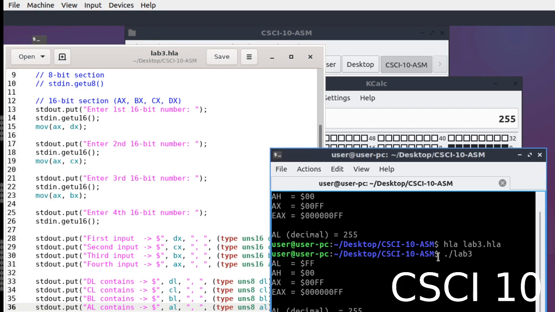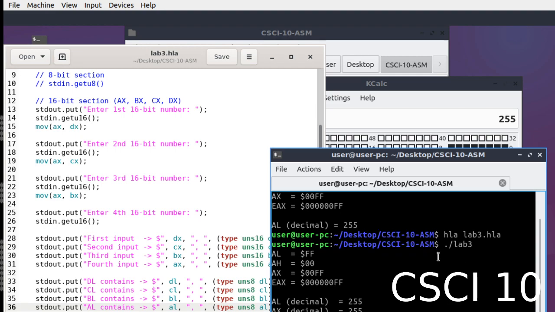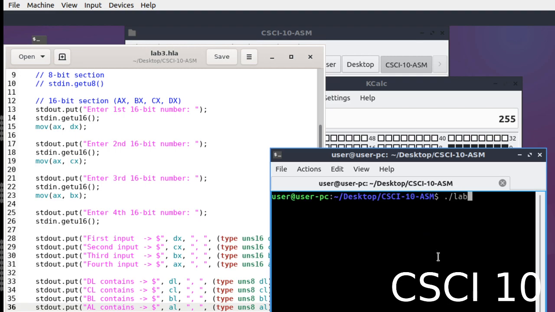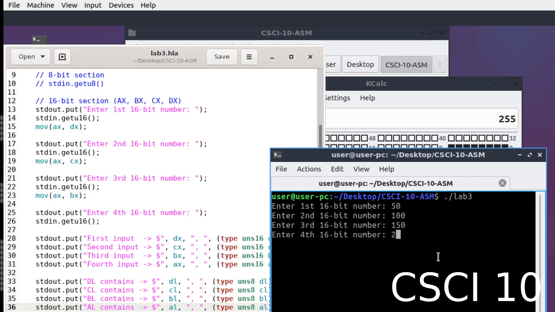I never did compile. Let's just end the show on me compiling, and please don't make a mistake. Okay. All right, so it's going to ask me for numbers. I'm just going to go like 50, 100, 150, 200.